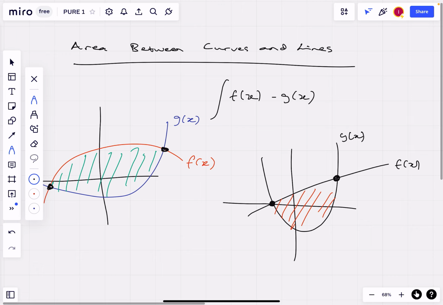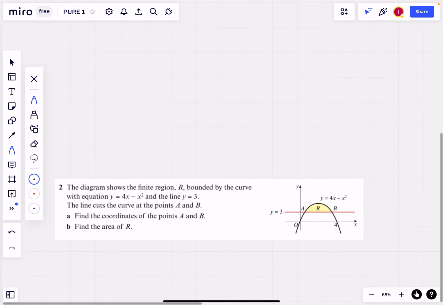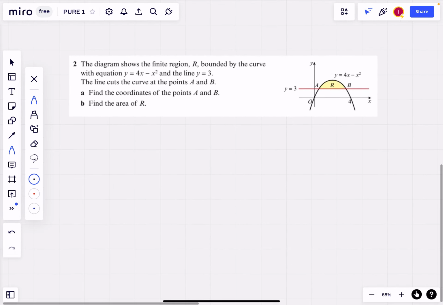And then you take it from there. You do the fx minus gx, and then you just integrate as normal between the two intervals that you might have. So let's have a look at that question. The diagram shows the finite region R bounded by the curve with the equation y equals 4x minus x squared and the line y equals 3. The line cuts the curve at points A and B. Find the coordinates of the point A and B. Can you try that?